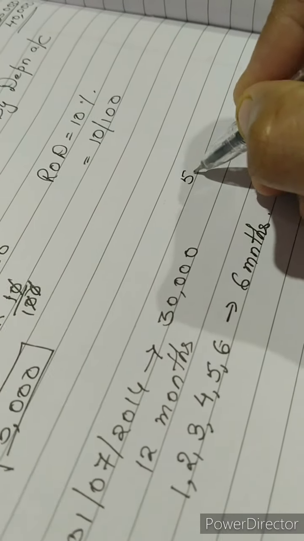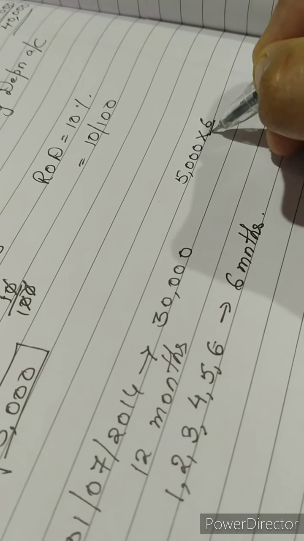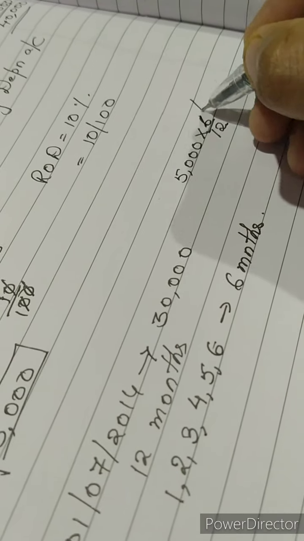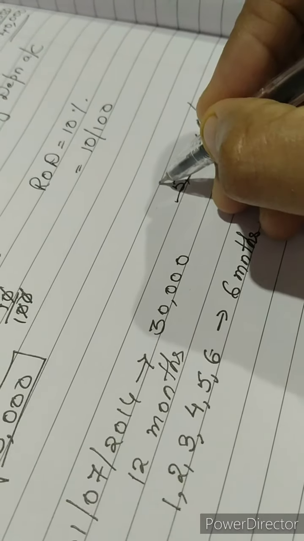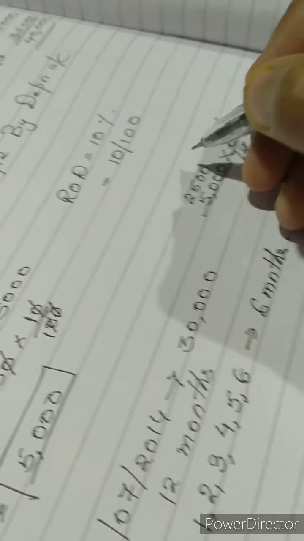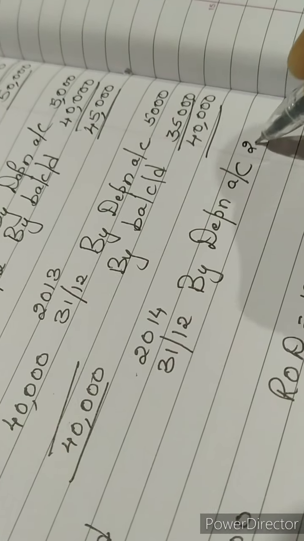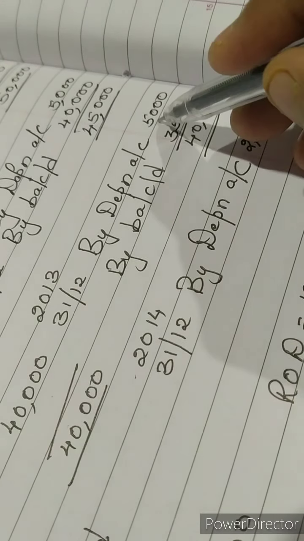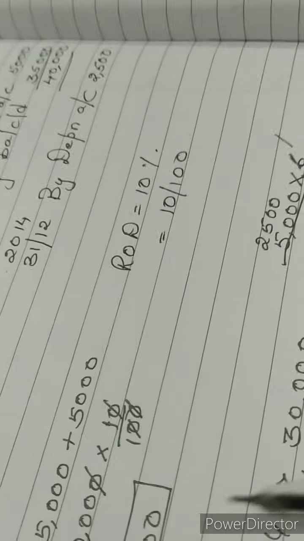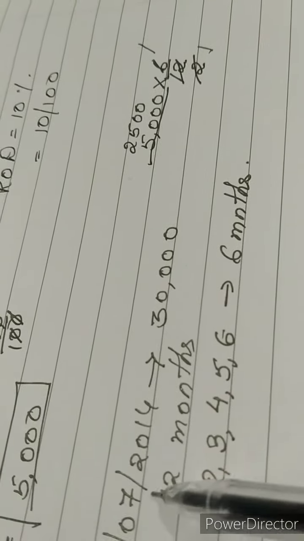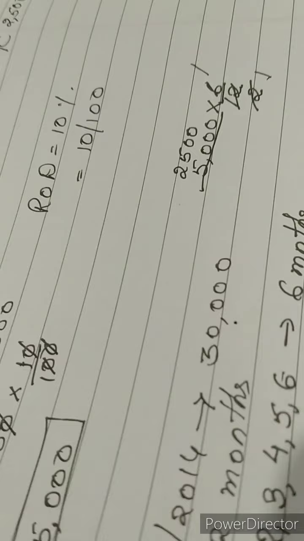That is, if 5,000 is for a full year, for 6 months how much will it be? 6 months in a year means 6 by 12 number of months. 6 ones are 6, 2s are 12, 2 ones are 2,500. Okay, so depreciation which we are going to charge in the year 2014 is 2,500. We are taking only half of the amount of the depreciation because the machine was only in the organization for 6 months. After July, we will not calculate because the machine is not with us. It is with somebody else, whoever has bought our machinery.